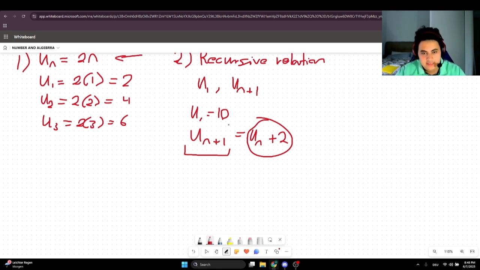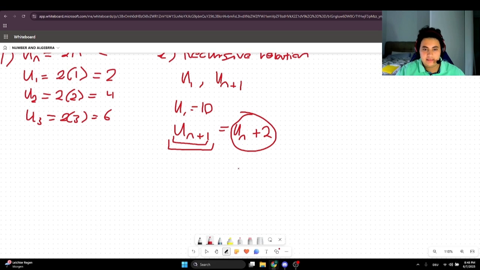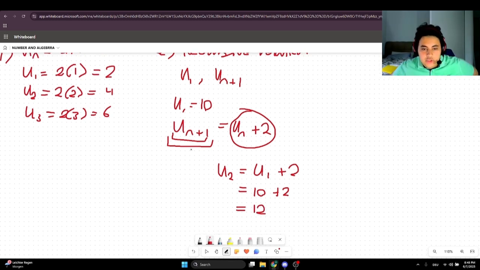So if I have u1 is equal to 10 and the recursive relation un plus 1 is equal to un plus 2, then in order for me to get u2, I have to say u1 plus 2, which is 10 plus 2, which is 12. The reason that we describe the terms this way is because we need to find out what n is to plug it into whatever sequence we have.